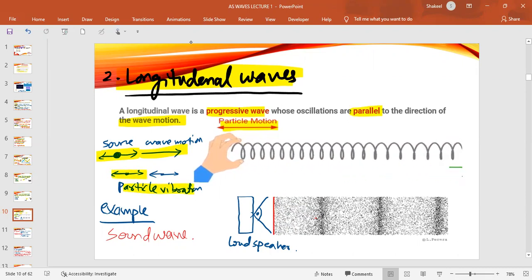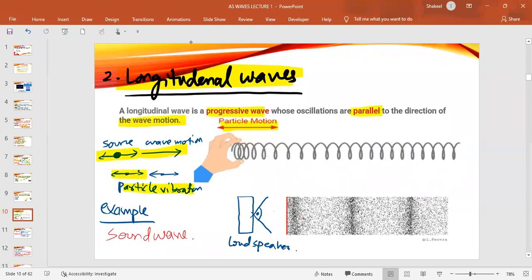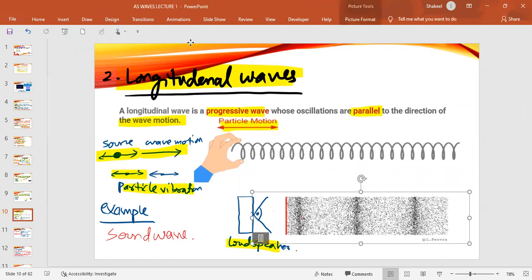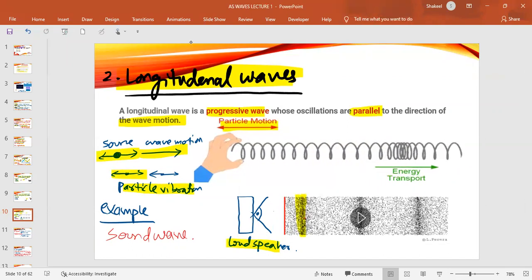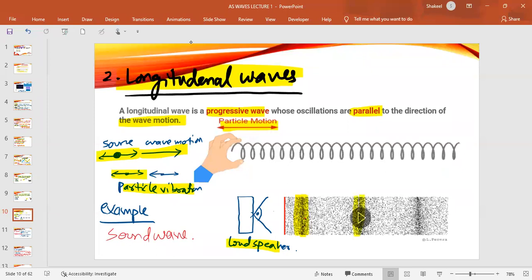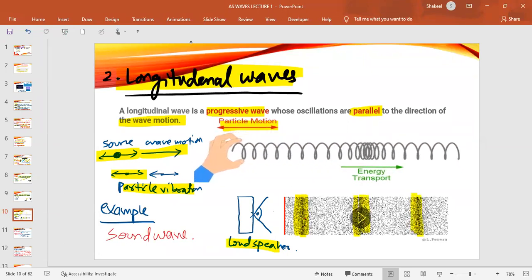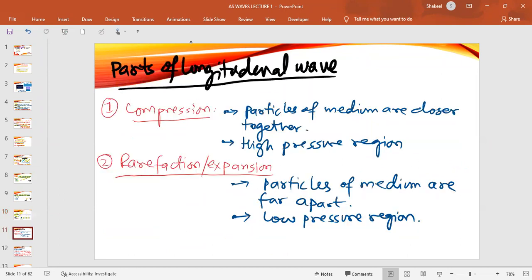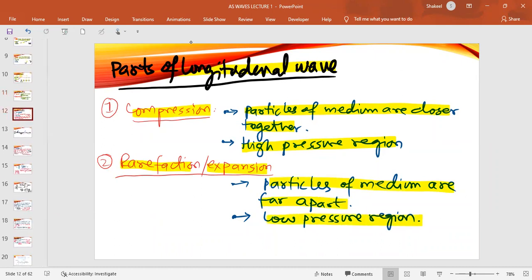The top one is the longitudinal wave in a spring, and the bottom one is the longitudinal wave in sound. You can see the compressions and expansions being formed there. The regions I am labeling yellow are the compressions, and the regions between them are the rarefactions. The next part of a longitudinal wave is compression. Particles of the medium are very close to each other in a compression. It is a high pressure region. What is rarefaction, or expansion? The particles of the medium are far apart here, and it is a low pressure region.